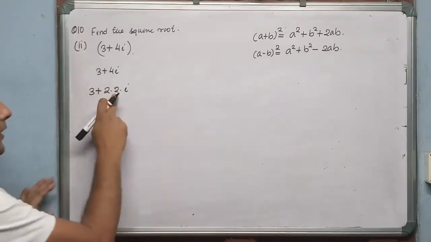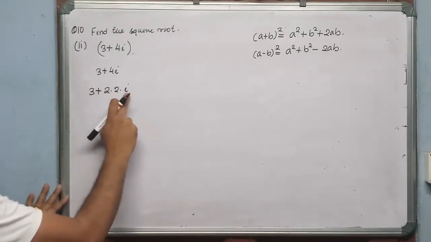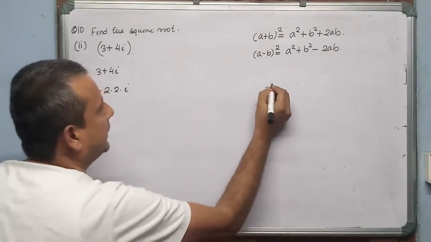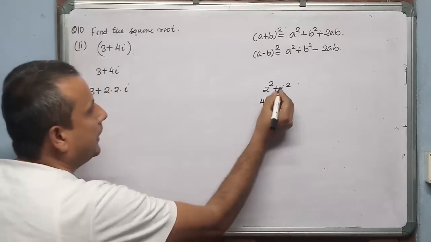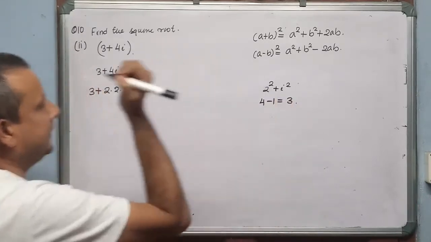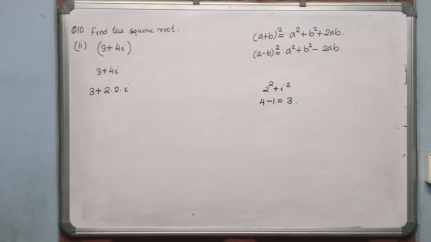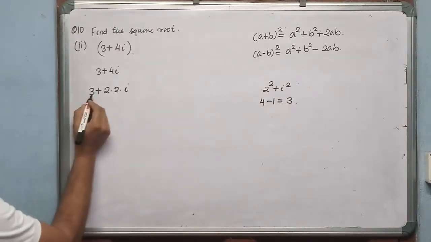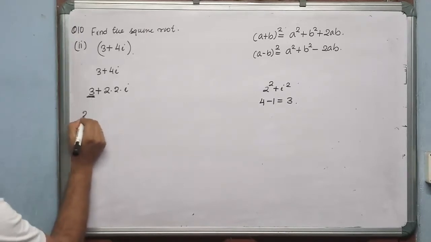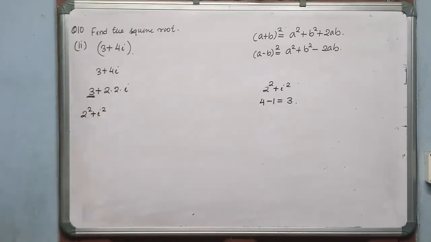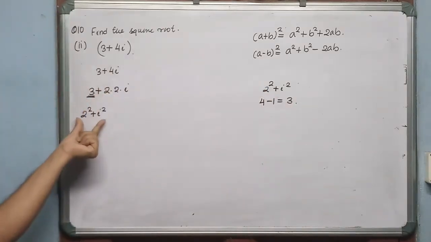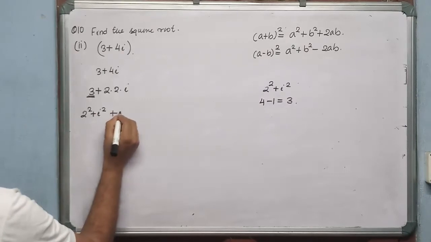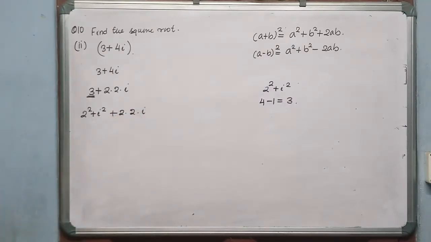Now say, I'll consider this a is 2 and b is i. Then it should be 3. a square plus b square, is it equal to 3 or not? 2 square is 4, i square is minus 1, that is equal to 3. So 2 square plus i square is equal to 3. Then in place of this 3, can I write 2 square plus i square? What will you get? Instead of 3, if I write 2 square plus i square, 2 square is 4, i square is minus 1, what will you get? 3. Indirectly we are writing 3 over here, plus 2ab. Now it is in terms of formula.